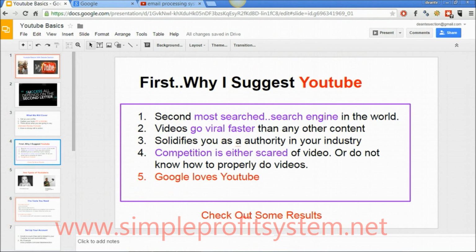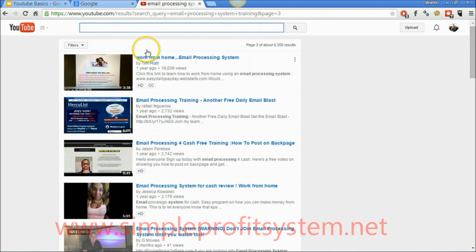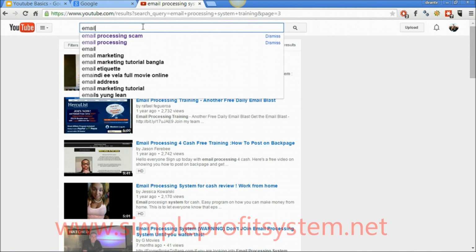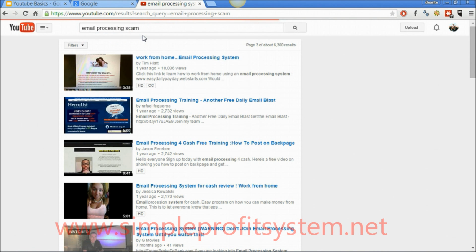So I'm going to hop out of here, and the first thing I'm going to do is go to YouTube itself. Alright? And I'm going to type in a couple of keywords. Now your keywords are what people would search for when they're looking for information on a particular topic. So since we're talking about the email processing system, I'm going to type in email processing system. We're going to look at the results that come up, alright?